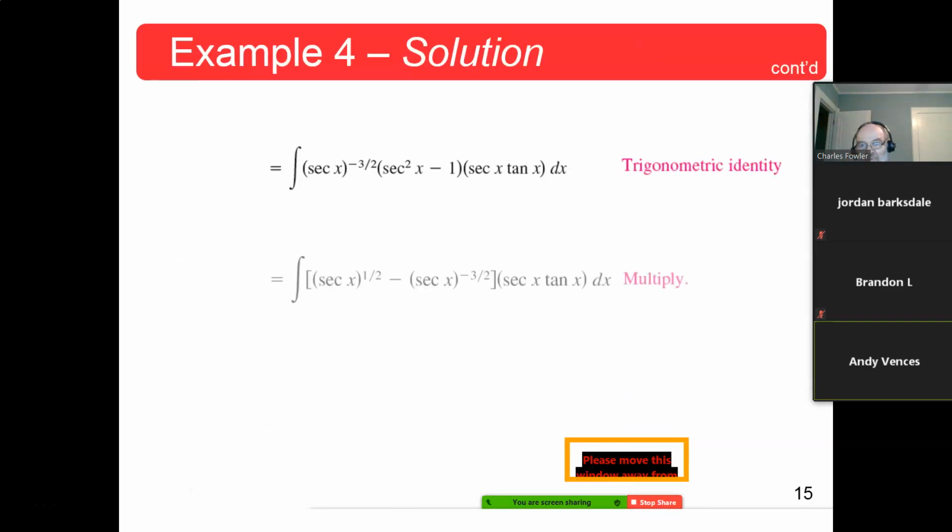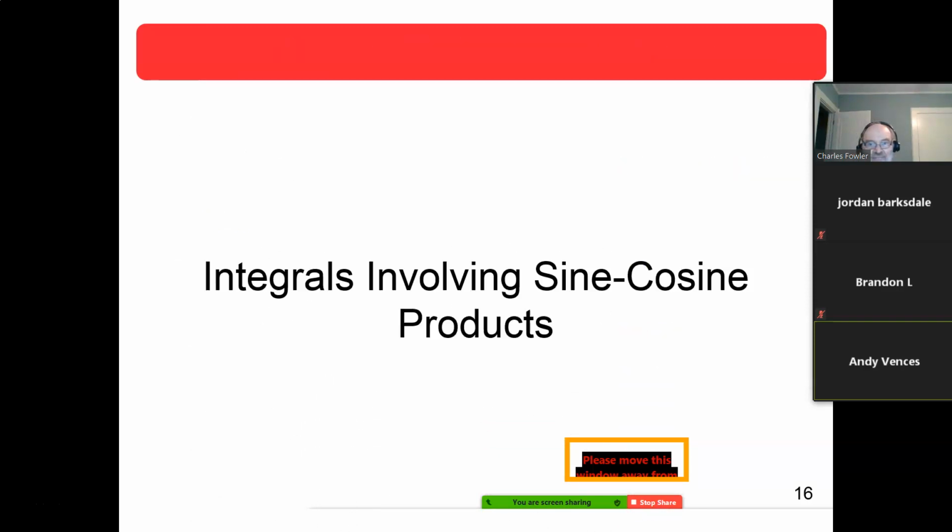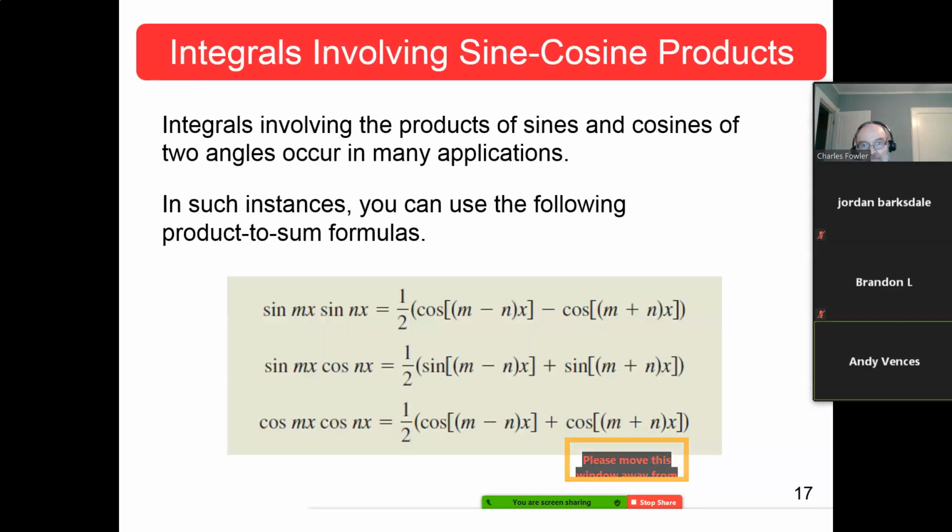So that was example 4, we've done. Now, integrals involving sine cosine products, middle of page 537. Integrals involving the products of sines and cosines, not necessarily the powers, the products of two angles, occur in many applications. Most of the time you don't run into these, but occasionally you might. In such instances, you can use the following product to sum formulas.